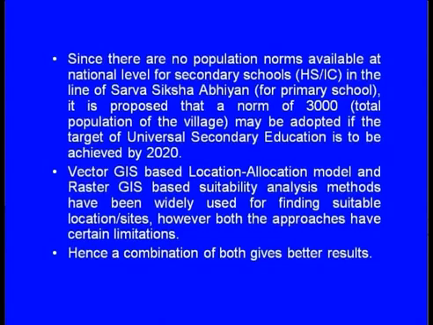Vector GIS based location allocation models and raster GIS based suitability analysis methods have been widely used for finding suitable locations and sites. However, both approaches have certain limitations. Hence, a combination of both gives good results.